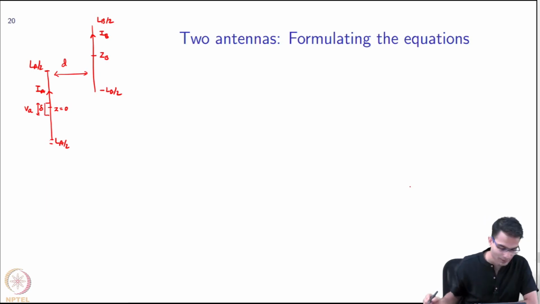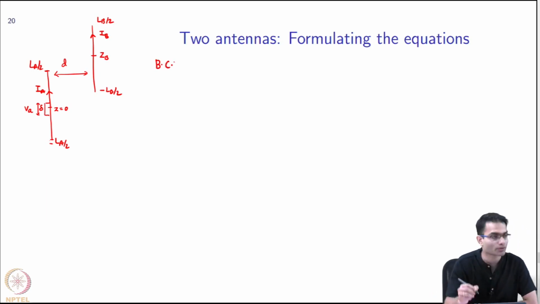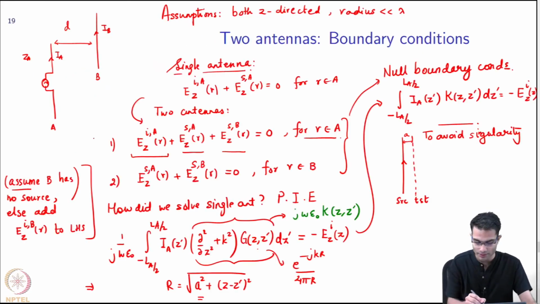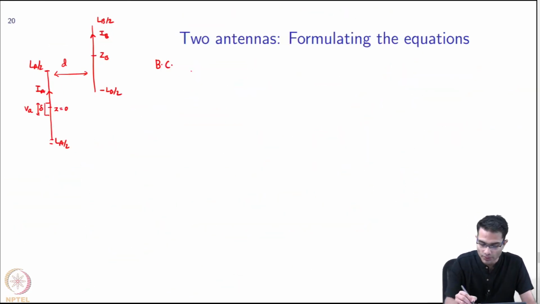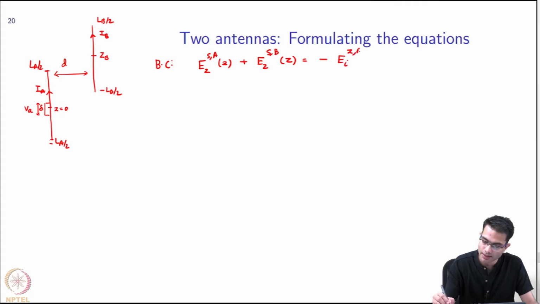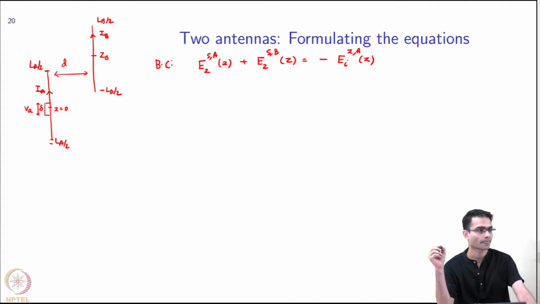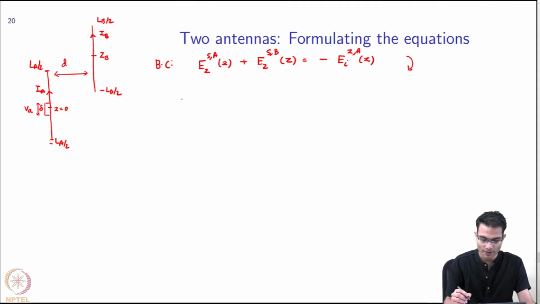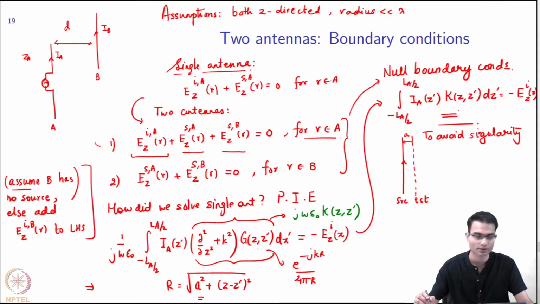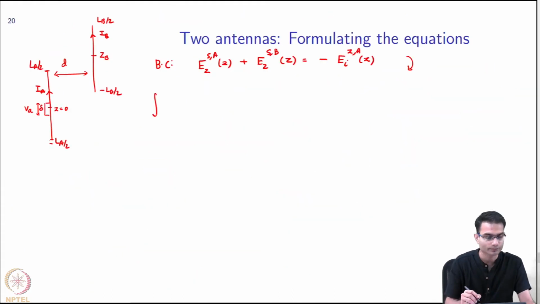But now let us start with the boundary condition, that is what is going to guide us. So, let me rewrite it. Boundary condition is, for example, equation 1. So, equation 1 will give me EZ SA Z plus EZ SB Z is equal to minus EI ZA Z. Now, let us just do a one-to-one mapping of this. What will the first term become? This is our shorthand notation for the left hand side. So, integral from where to where?